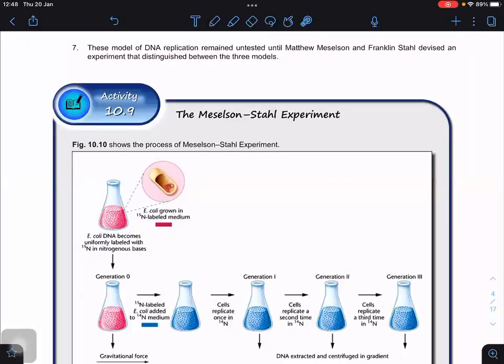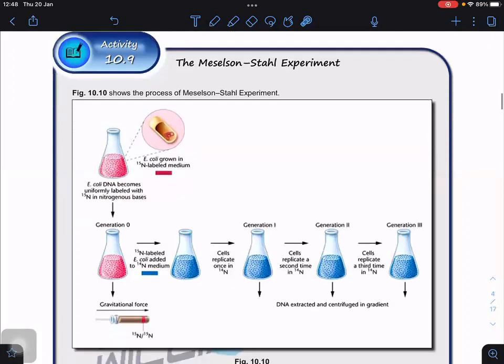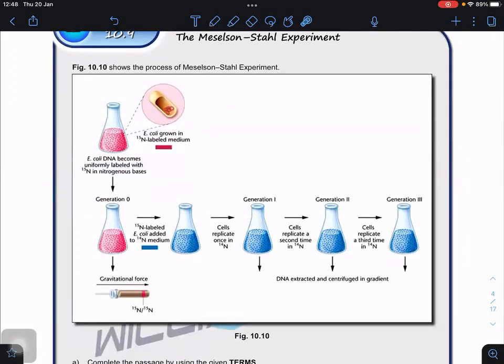This model of DNA replication remained untested until Meselson and Stahl devised an experiment that distinguished between the three models here. On the slide they use a red color first and then a blue color, but it's the same idea. In this case, the DNA becomes uniformly labeled with 15N in the nitrogenous base. So if you spin them, you will get 15N, which is 30, because of the gravitational force.